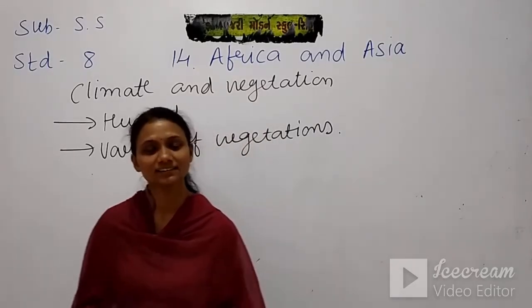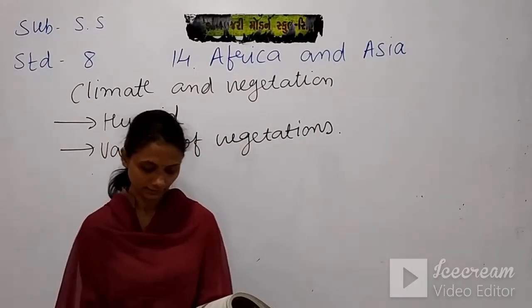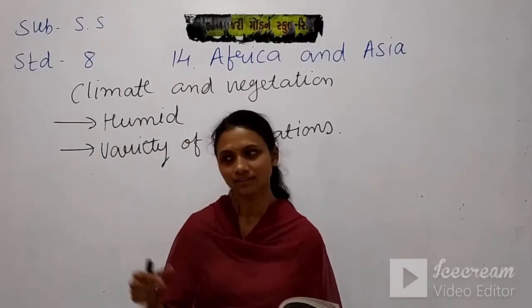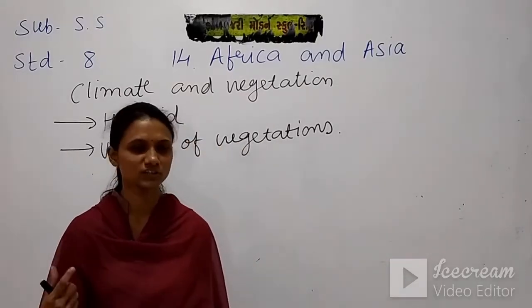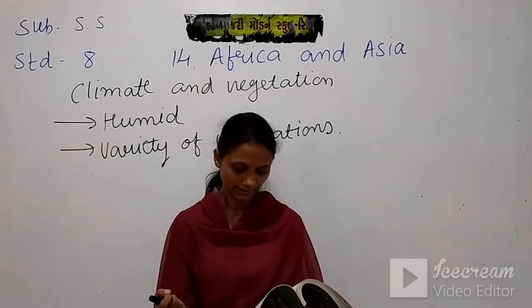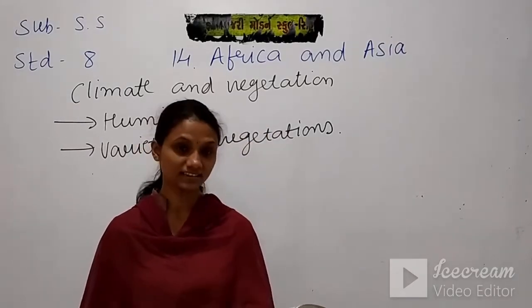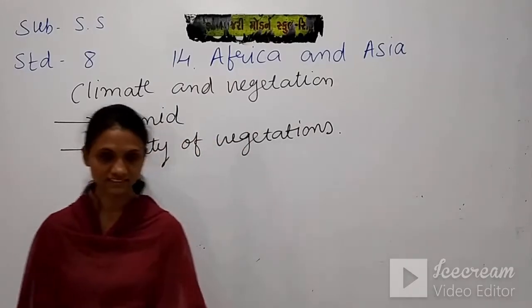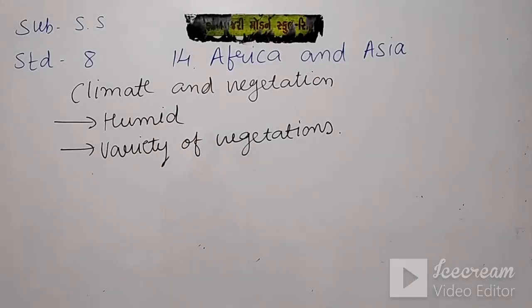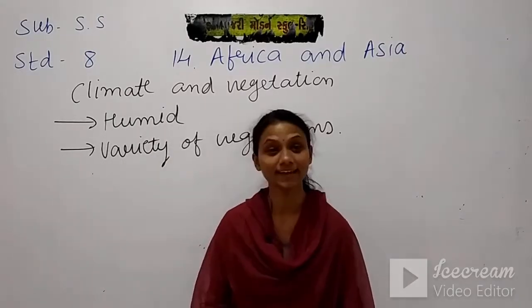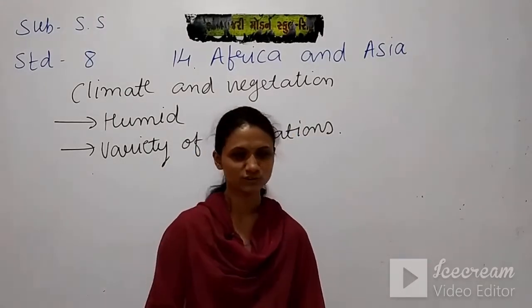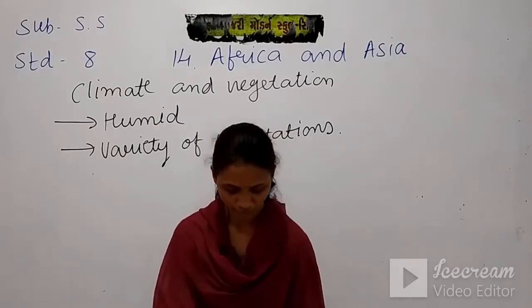In the Sahara Desert generally you could see the bushes of cactus. That kind of bushes you can see here also, and date and palm trees can be seen in this Sahara Desert. Next is, so here you can see, students, that the desert area especially has different kinds of vegetation.